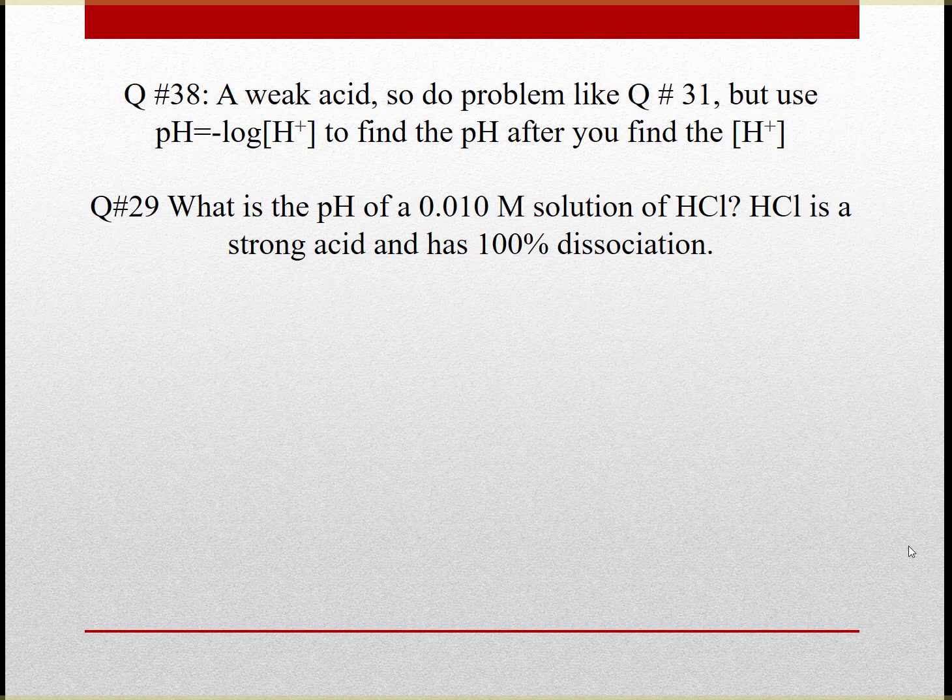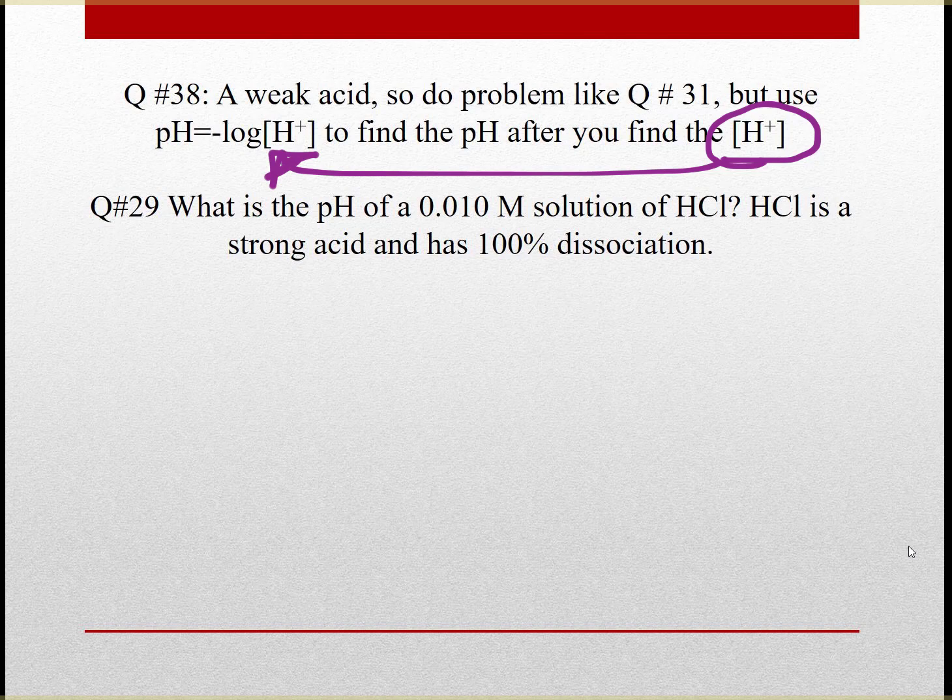So once you find your hydrogen ion concentration, remember to write your Ka products over reactants, plug in what you know, solve for X, and that X is the hydrogen ion concentration. And then I'm just going to take the negative log of that.